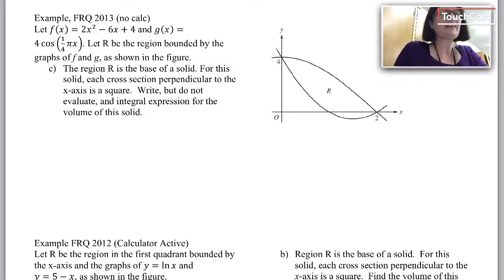All right, we'll try this next example. So we saw this problem in the last section when we were trying to find the area between curves. Notice how it's the same problem, but I have a different kind of question here.